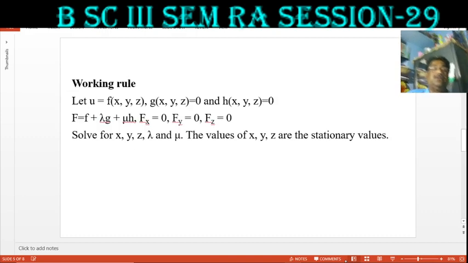Now the working rule. Let u is equal to f of x, y, z. Instead of phi 1 of x, y, z, here I have taken g of x, y, z equal to 0. Instead of phi 2, we have taken h of x, y, z equal to 0. We should write capital F is equal to f plus lambda into g plus mu into h. Calculate capital F x equal to 0, capital F y equal to 0, capital F z is equal to 0. Solve these for x, y, z, lambda and mu. The values of x, y, z are the stationary values.